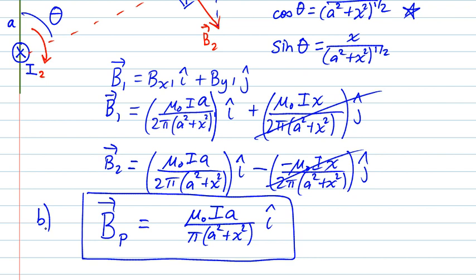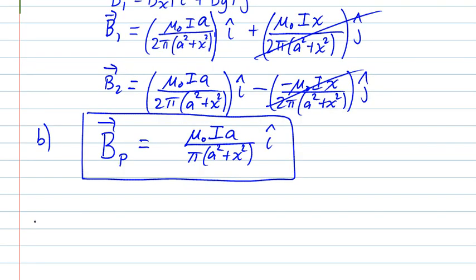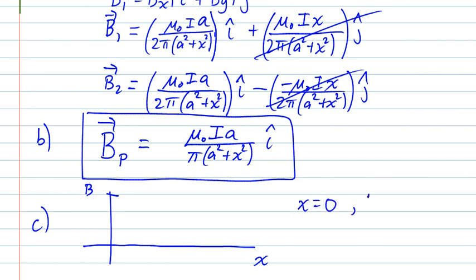Okay, now in part C, we want to graph this and take a look at it. And I'm only going to graph positive values, but you can look at a bunch of different things. For example, here's x and here's B. We know that when x is equal to 0, B is equal to mu naught I over pi a. So take a look and make sure you can convince yourself of that fact. So let's make this right here be mu naught I over pi a.